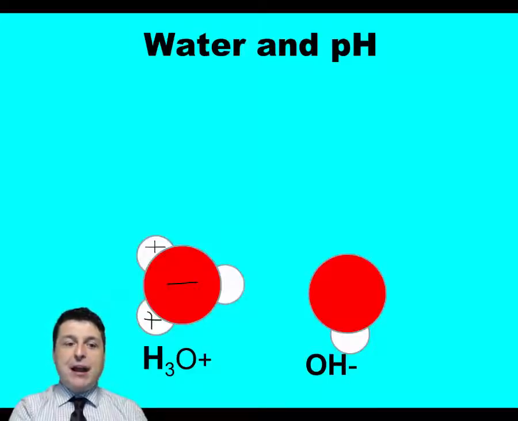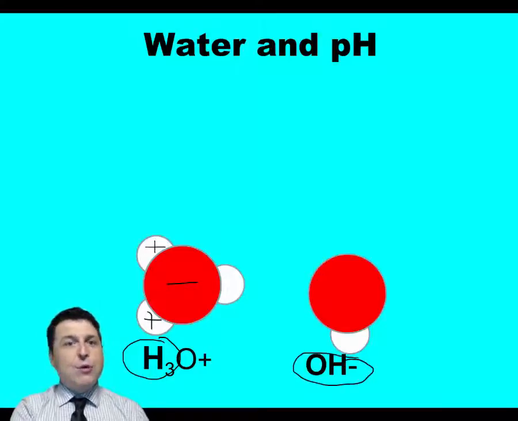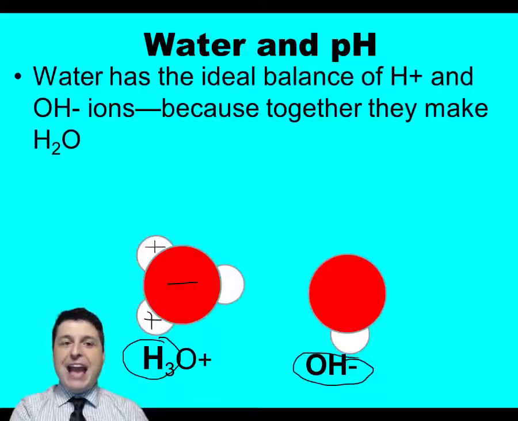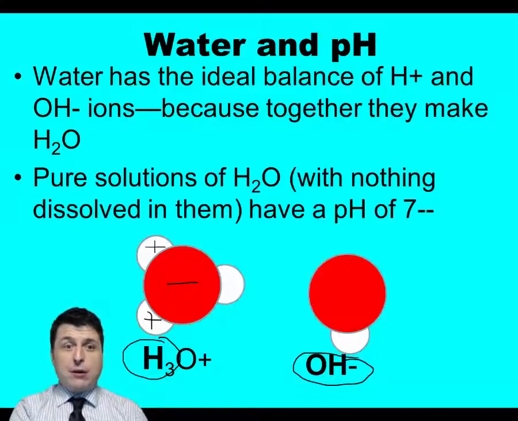With the hydronium ion, we can consider that just H's, and the hydroxyl ions are the OH's. So with water, at any given moment, especially pure water, you're going to have a balance of H's and OH's because together they would make water molecules. Now, pure water, with nothing dissolved in it, will have a pH of 7 when we test it with a pH paper or a pH probe.